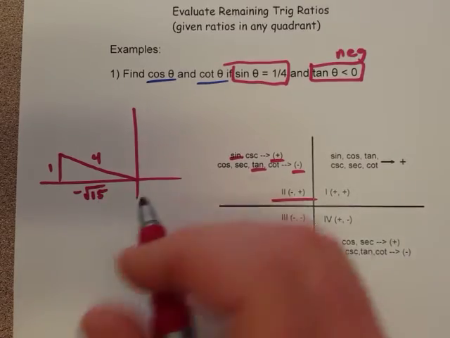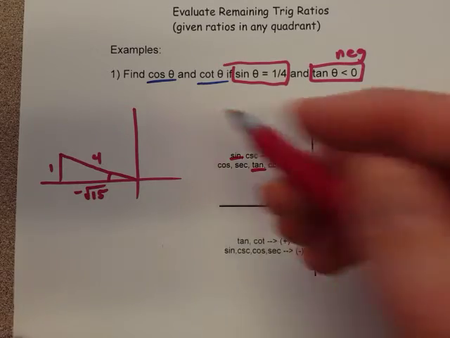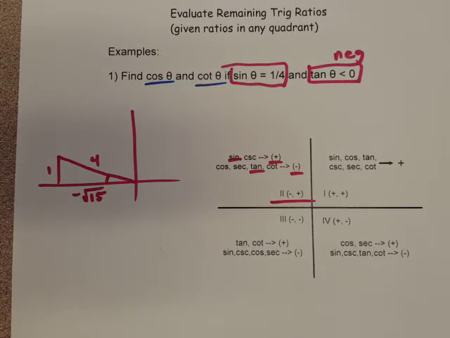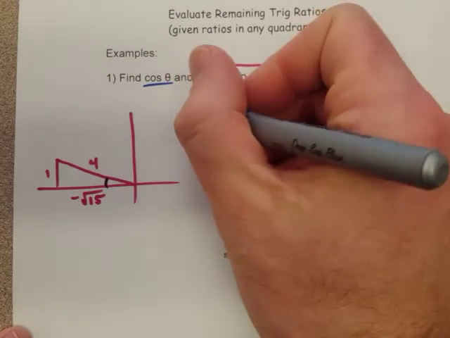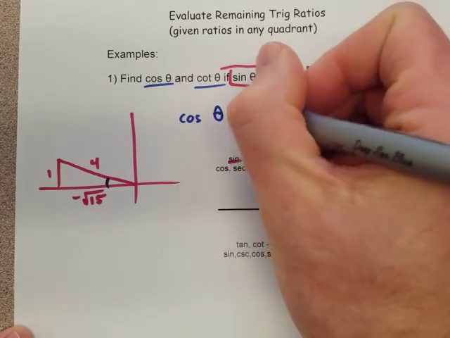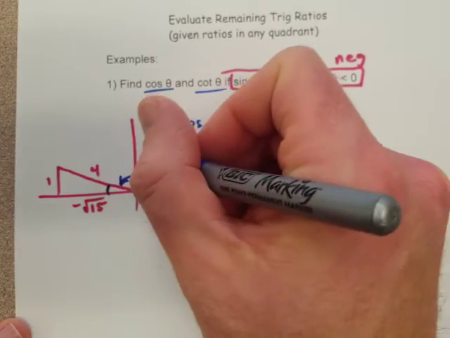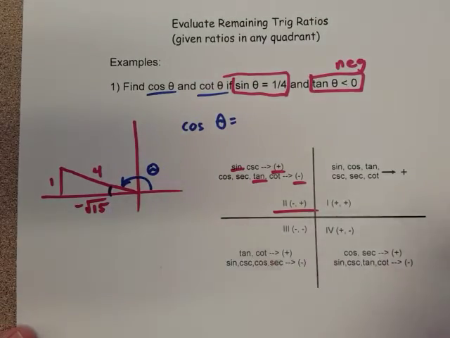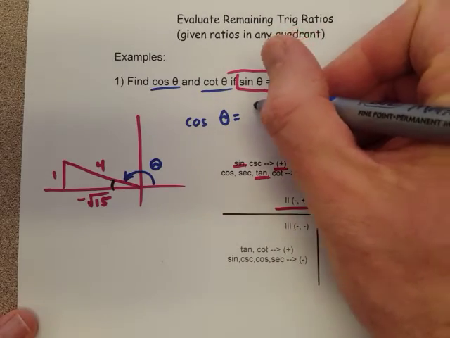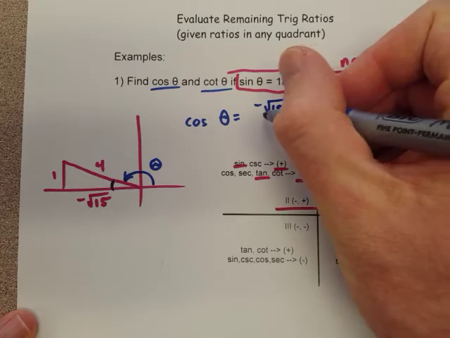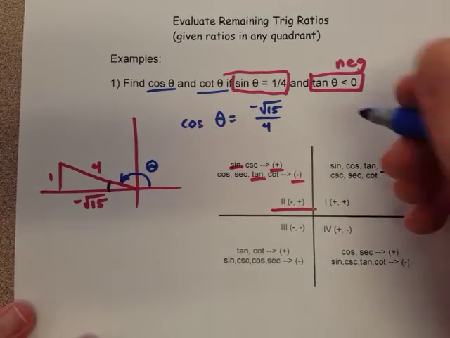Now that we have this triangle set up, and this is considered our reference angle here, we're going to just find out what is the cosine and cotangent for that particular angle. So cosine of theta, who knows what that angle is? We're just calling this thing right here our angle theta. We're using the reference angle. So cosine is adjacent over hypotenuse. So that's going to be negative square root of 15 over 4. And we can leave it at that. There isn't any simplifying that needs to be done there.